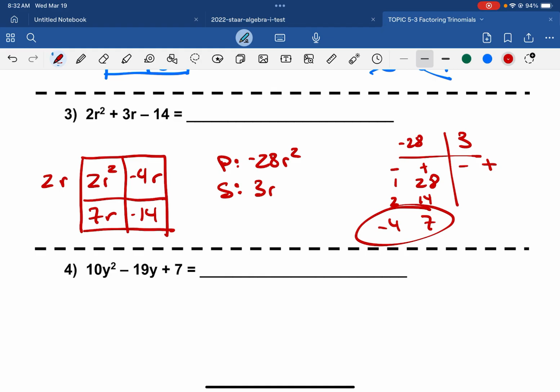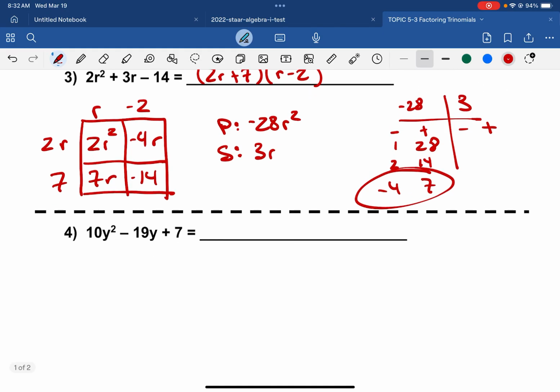2r is the GCF of that row. 7 is the GCF of that row. r is the GCF of that column, and -2 is the GCF of that column. So my factors are 2x plus 7, r minus 2. Remember, you should always be checking these so that you know you've got it right.